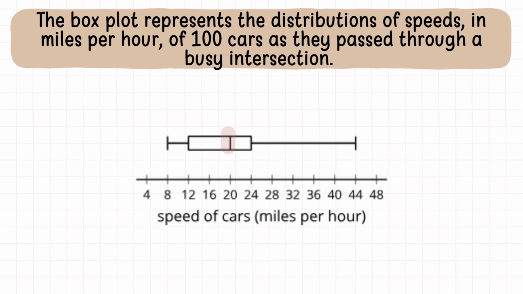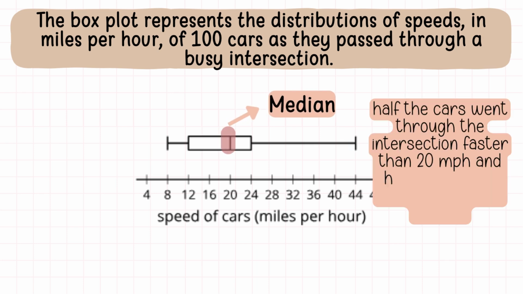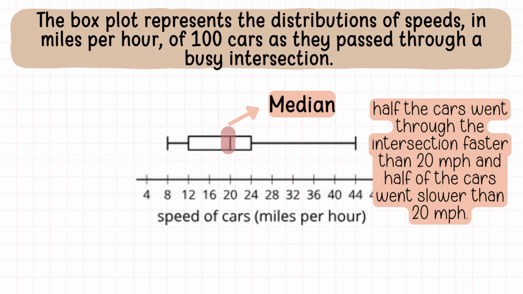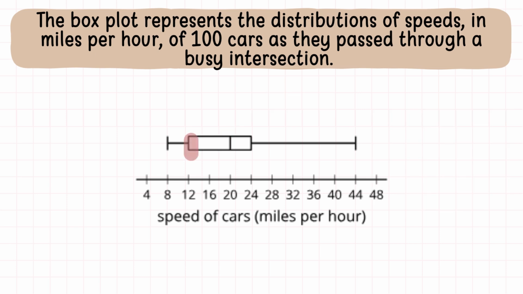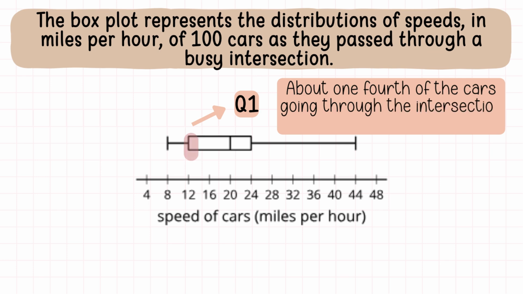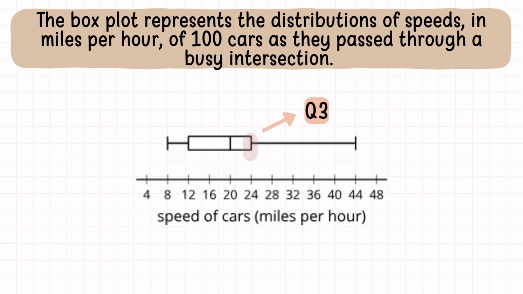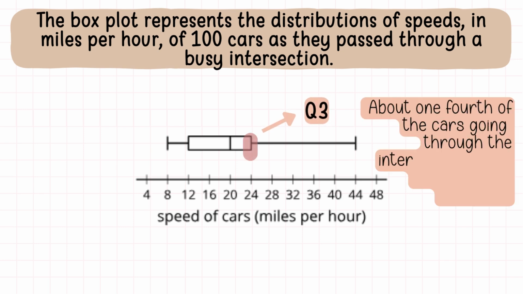The line in the middle of the box tells us the median, and this lets us know that half of the cars went through the intersection faster than 20 miles per hour, and half of the cars went slower than 20 miles per hour. The first line on 12 tells us our Q1 value, and that lets us know that about 1/4 of the cars going through the intersection were going 12 miles per hour or slower. And the end of the box tells us Q3. This says that about 1/4 of the cars going through the intersection were going 24 miles per hour or faster.